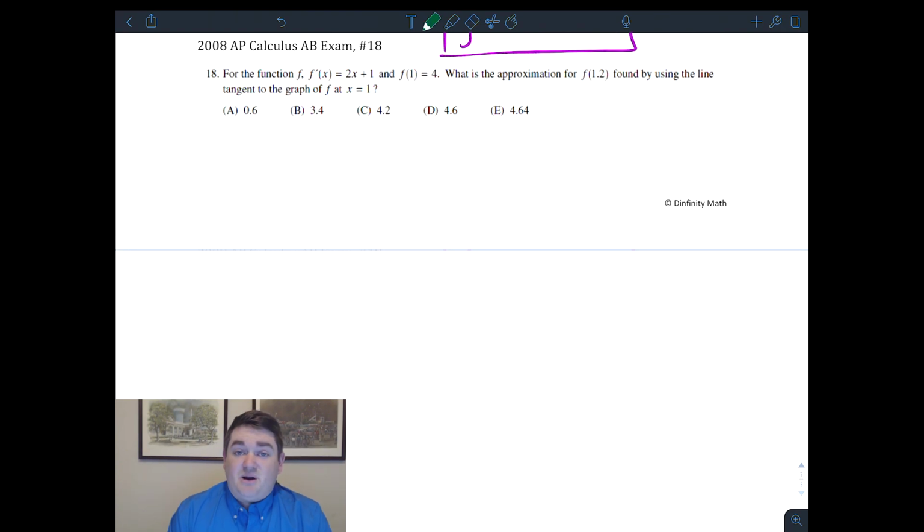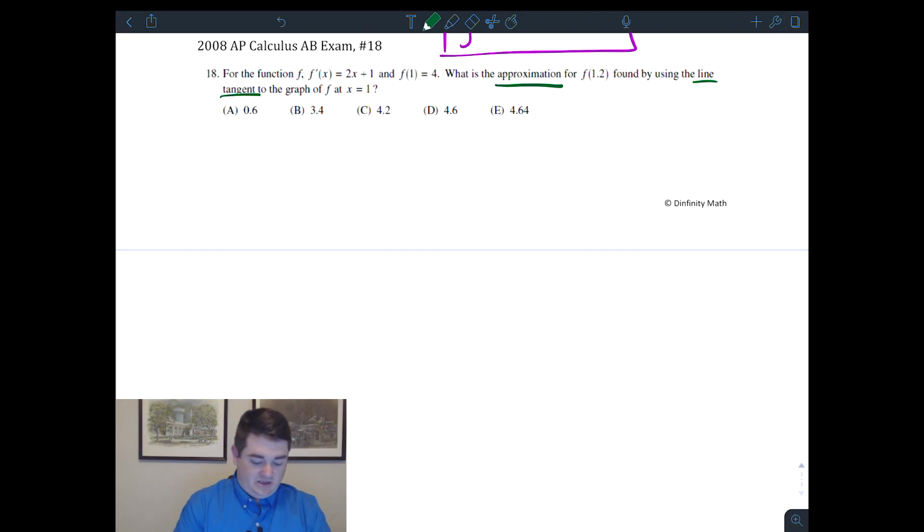Wait till you're older. Last problem on this relatively short day of notes, 2008 AB number 18. For the function f prime of x equals 2x plus 1, and f of 1 equals 4, what's the approximation for f of 1.2 found by using the line tangent to the graph of f at x equals 1? So pretty clear that they want me to do linear approximation because they asked for an approximation using a tangent line.